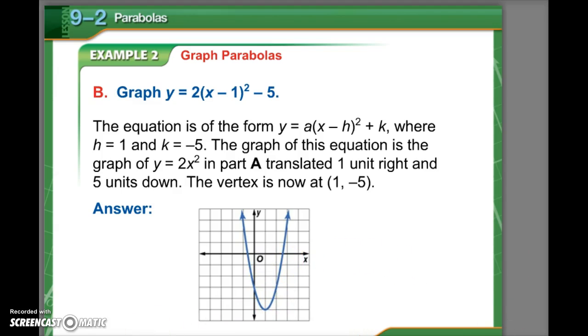So let me put some points on here. First, I'm going to do in green the location of the original vertex, which was at 0, 0. And notice how if I track this down, I go one space to the right and 5 down, 1, 2, 3, 4, 5, I now have my new vertex at this point, 1, -5.